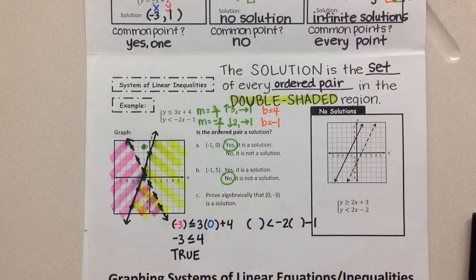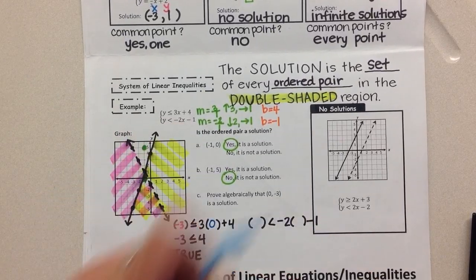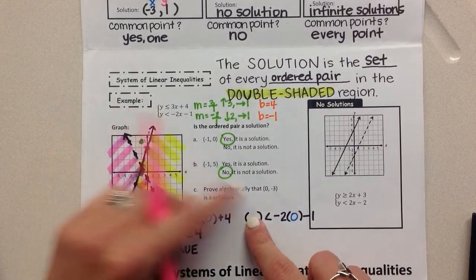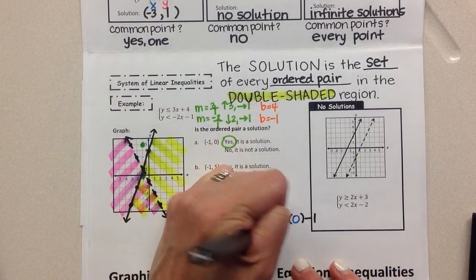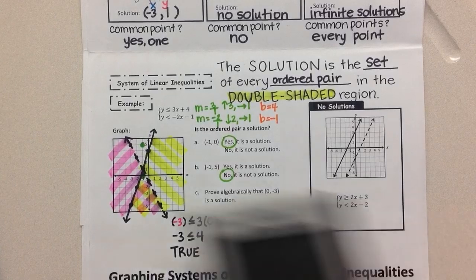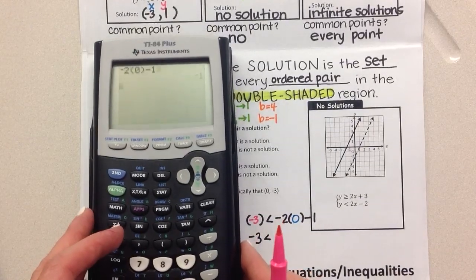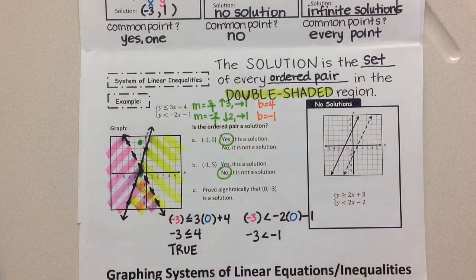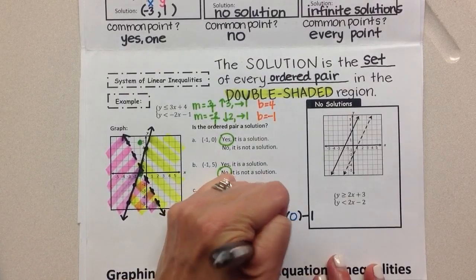And so I'm going to plug in for my x value right here in this empty parentheses, and I'm going to plug in 0. And now I'm going to plug in for my y value here, and I'm going to plug in negative 3, and I'm going to do the math. All right, so is negative 3 less than, and now I'm going to do the math on that side, I'm going to get negative 2 times 0, and then I'm going to subtract 1. So you can see my calculator, and that is negative 1. Okay, is negative 3 less than negative 1? And that answer is also true.